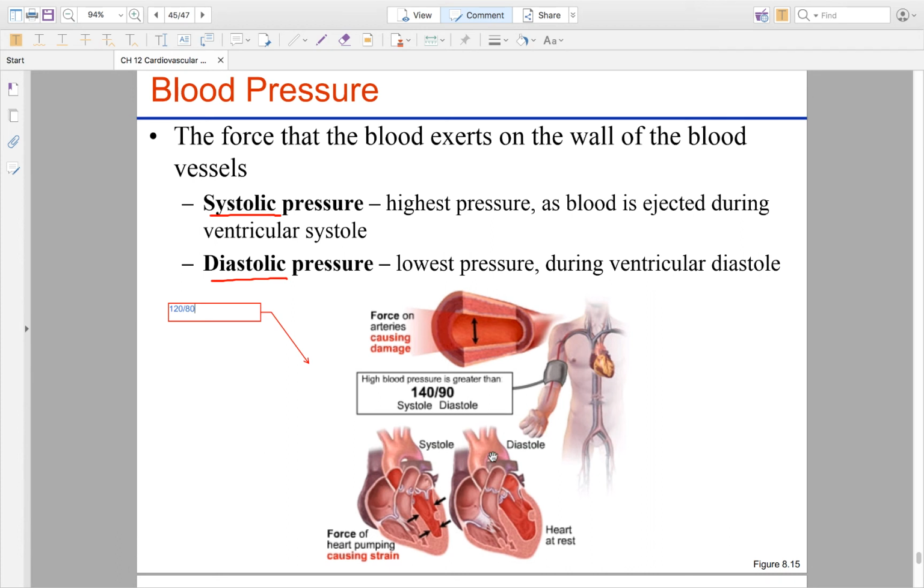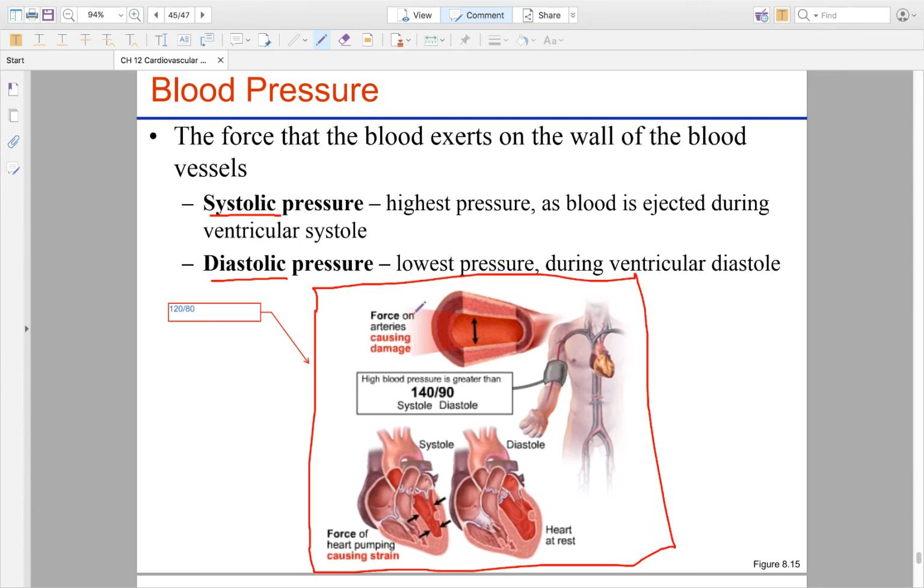All right, now what we're showing here in this picture is an individual who indeed has high blood pressure, and this is very dangerous. Okay, having high blood pressure creates this force. It causes pressure against your arterial walls, which is bad. And this eventually causes strain on the heart. And basically, this could give someone a lot of problems.